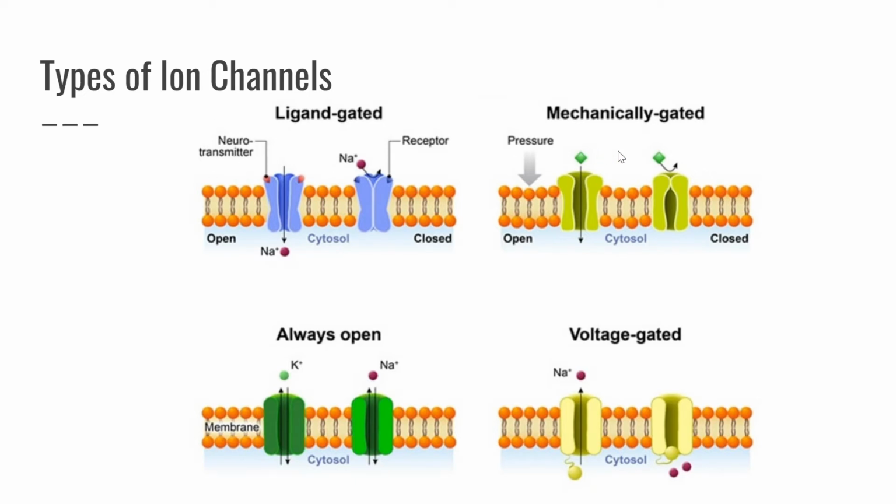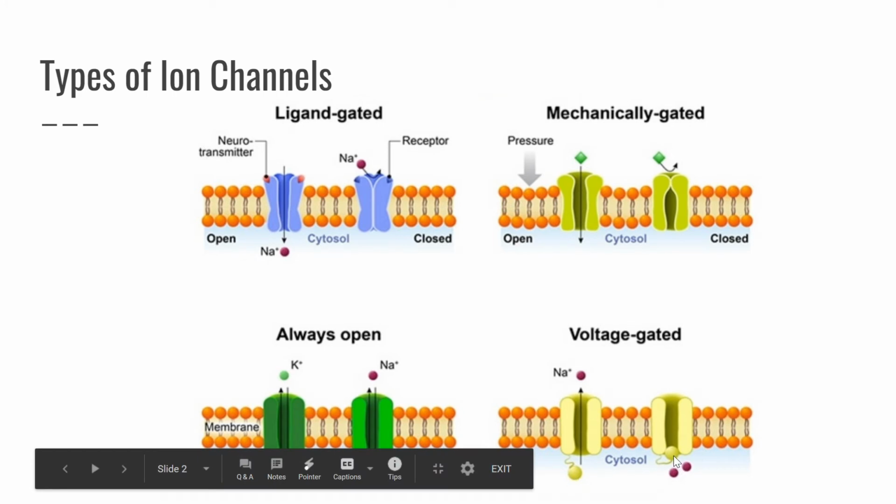Mechanically gated channels open in response to mechanical pressure. So if you touch your arm, you can feel it because you're literally putting pressure on your sensory receptors. And then voltage gated channels open in response to a change in electricity. The electricity causes a shape change in the protein that lets it go from the open to the closed state. So just tuck that away. Especially today, we're going to see some channels that are always open, and some channels that open in response to a voltage change.